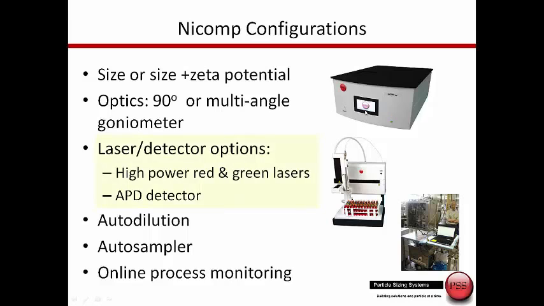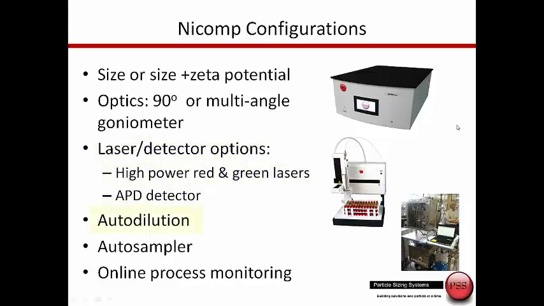The light source could either be a standard laser, or we could add high-powered red or green lasers, depending on the interaction of light with individual samples. For a detector, we can use a PMT or an avalanche photodiode detector to have the highest sensitivity to small particles and very low concentrations.